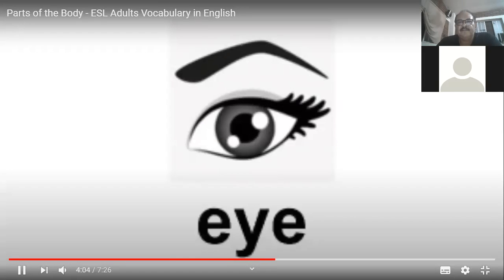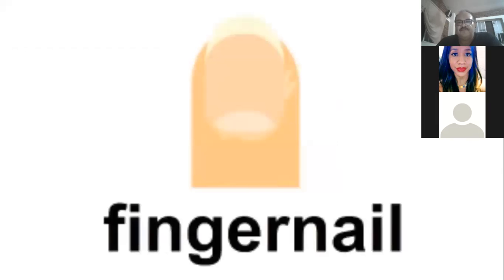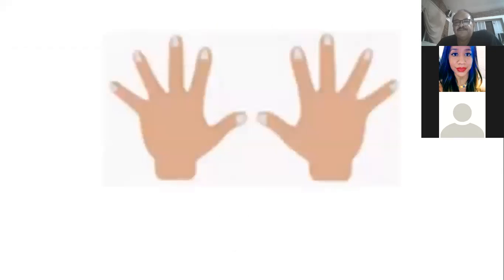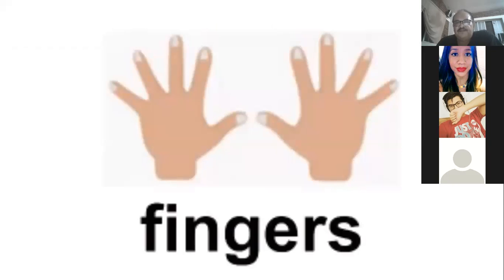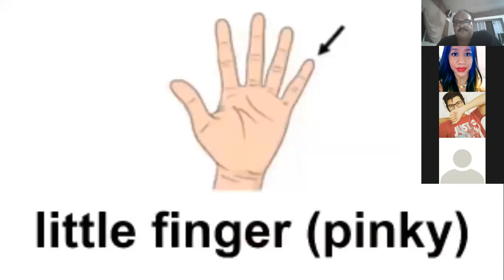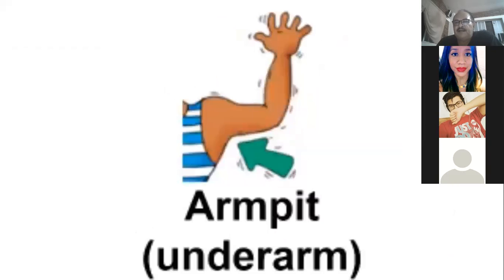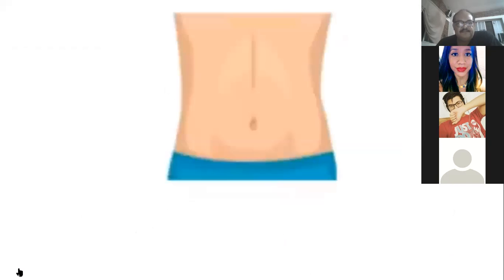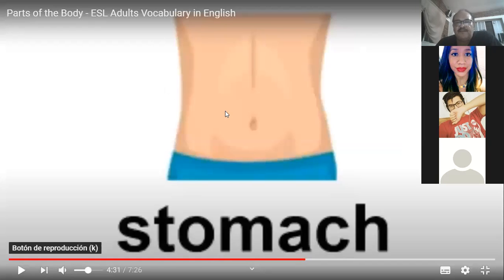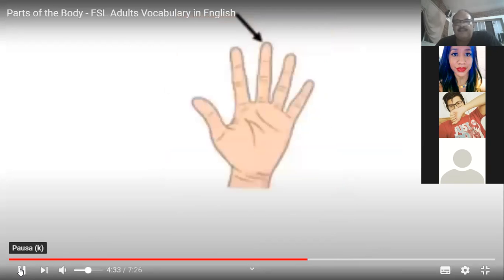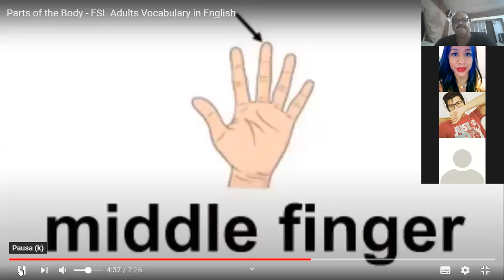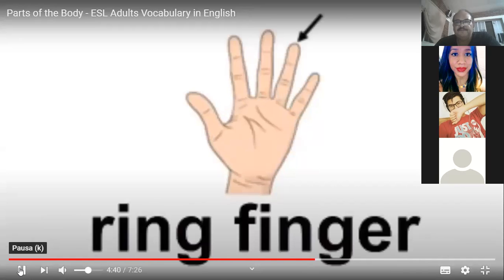Eye. Fingernail. Fingers. Little finger. Arm. Armpit or underarm. Stomach. That is stomach. Middle finger. And middle fingers. Ring finger.